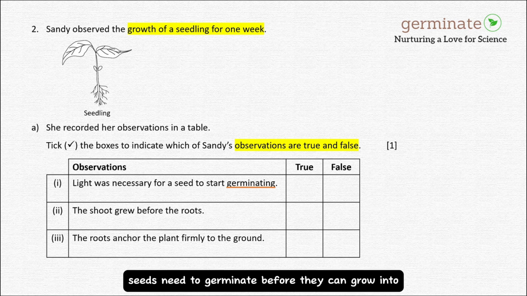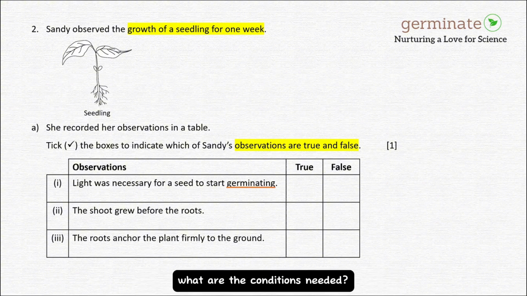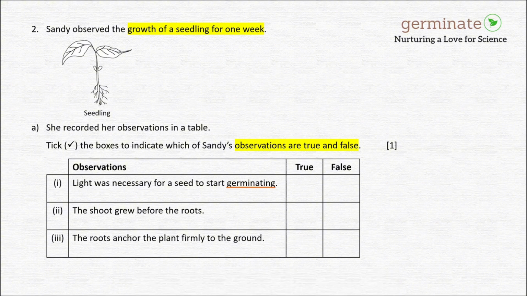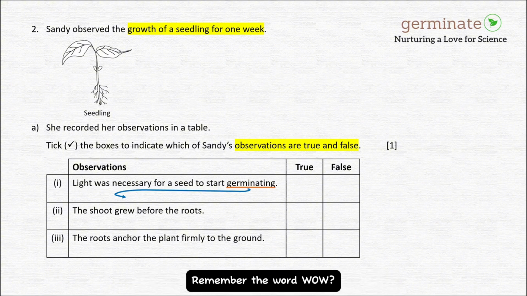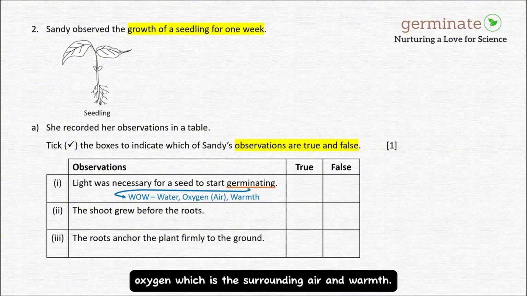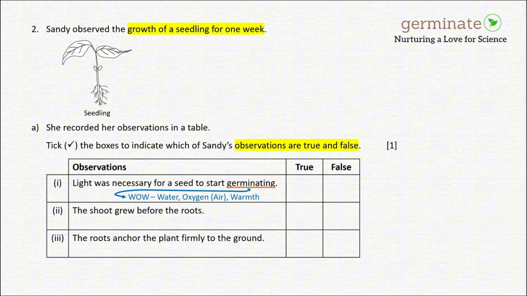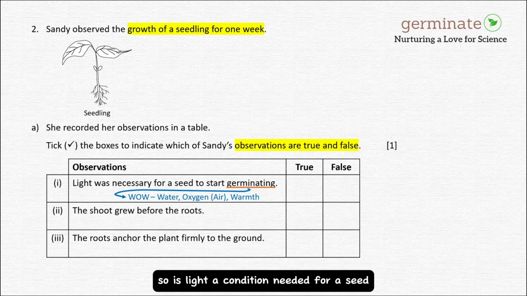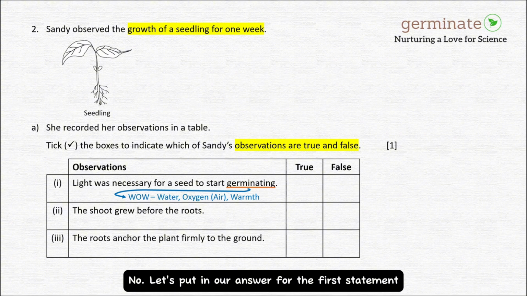We know that seeds need to germinate before they can grow into new plants. But in order for germination to occur, what are the conditions needed? Remember the word wow? What does wow stand for? Wow stands for water, oxygen, which is the surrounding air, and warm. So is light a condition needed for a seed to start germinating? No. Let's put in our answer for the first statement.